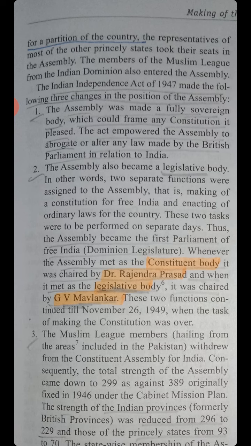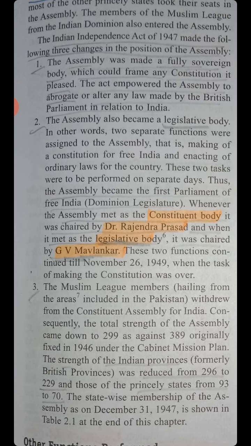Second, the assembly also became a legislative body. In other words, 2 separate functions were assigned to the assembly, that is, making of a constitution for free India and enacting of ordinary laws for the country. These 2 tasks were to be performed on separate days. Thus, the assembly became the first parliament of the free India, that is, Dominion legislature.